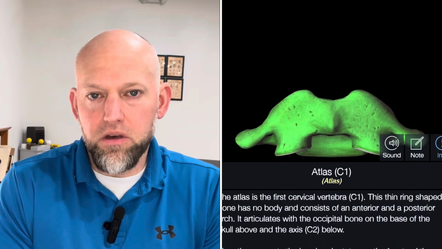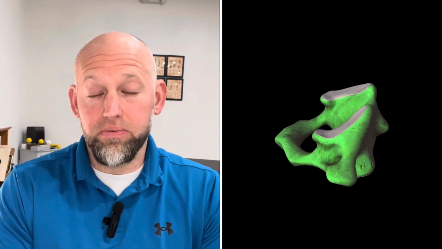We'll zoom in here to the back of Adam's skull. Take that little chunk off. So there you can see the C1 vertebrae. It's also known as the atlas, and that's because it holds our head up. It holds up the world.